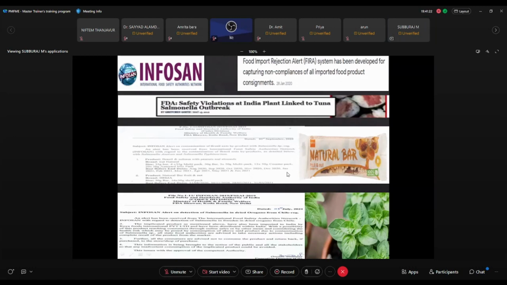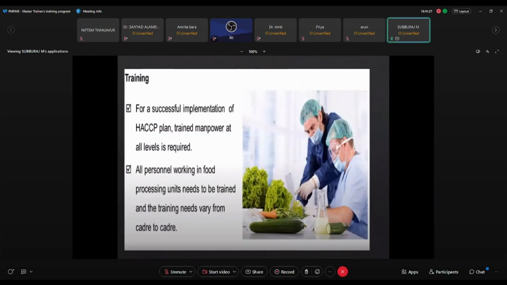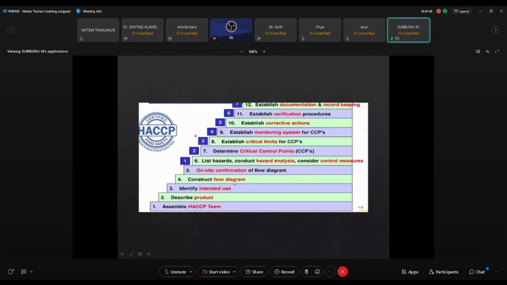So training is very mandatory. If anything is there, then training should be there. The HACCP plan and manpower should be very clearly trained, and refresher training is also very important. The management should also be included in the training team, and they have to train.